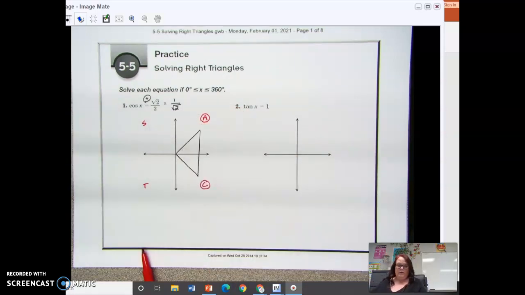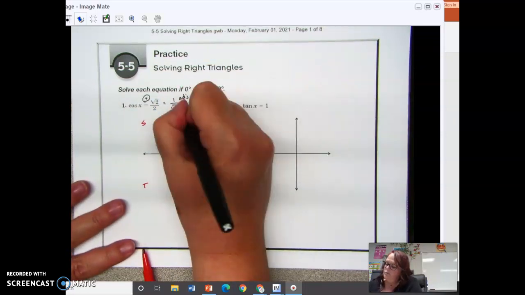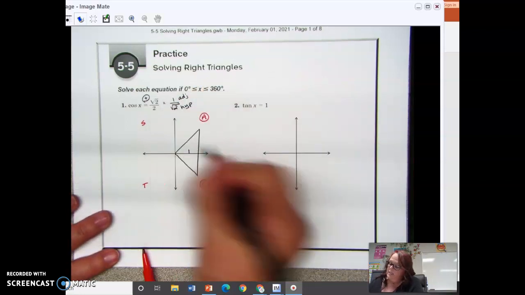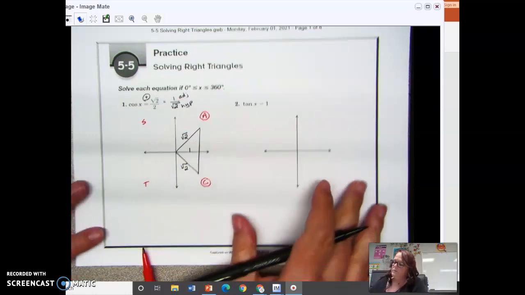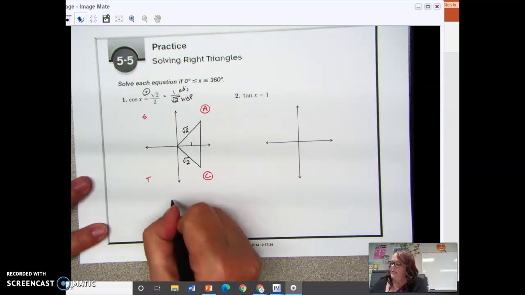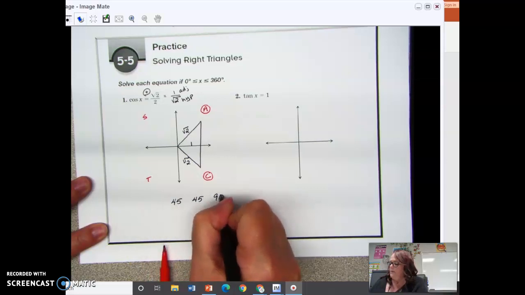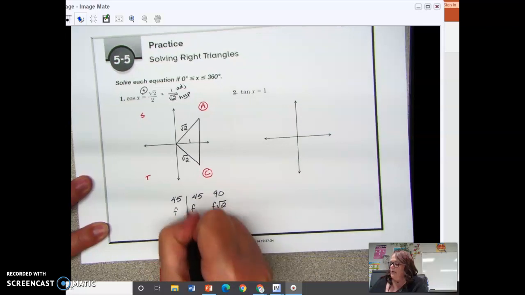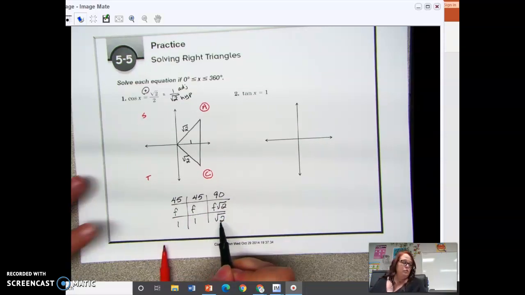So that means that I am dealing with either a triangle in the first quadrant or a triangle in the fourth quadrant where my adjacent is 1 and my hypotenuse is root 2. So again, hopefully you're understanding that this looks like a 45, 45, 90, which is one of our special triangles. And again, if we use the special triangle where my scale factor is 1, we're looking at 1, 1, and root 2.